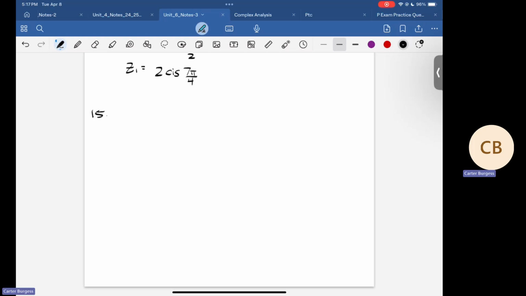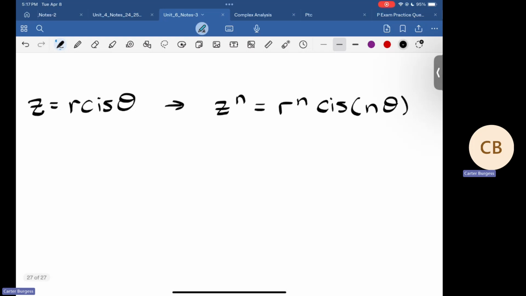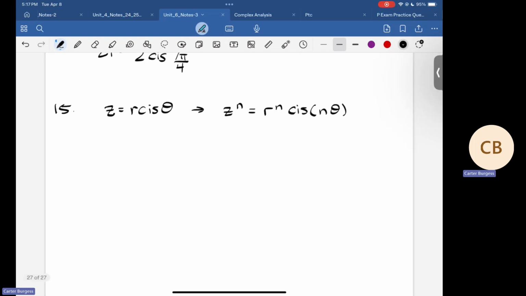De Moivre's theorem states that if I have a polar form complex number, r CIS of theta, and I raise it to a power, this would be z to the n, then I can accomplish this by raising r to that power, and then CIS of multiplying theta by that power. That is a consequence of the fact that repeated multiplication of my r values, which is what we did when multiplying two complex numbers, multiply the r's, add the thetas, that repeated multiplication turns into an exponent, that repeated addition turns into a coefficient.